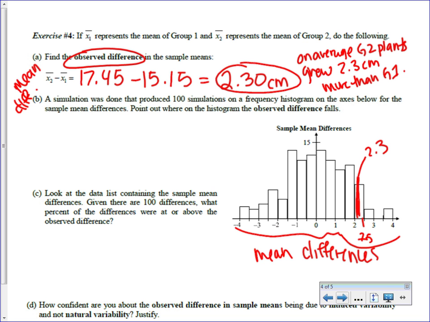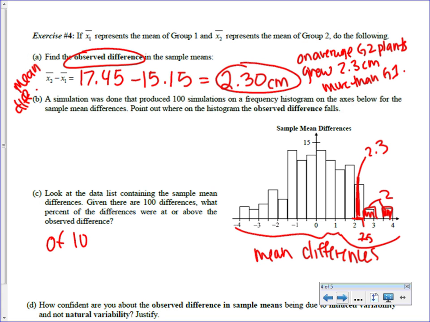Okay, well, I only see two, this one and this one, that are at or above the 2.3, because I don't know exactly, like, this one is not exactly 2.3, right? It goes a little below and a little higher. So only two of them are at or above the observed difference.